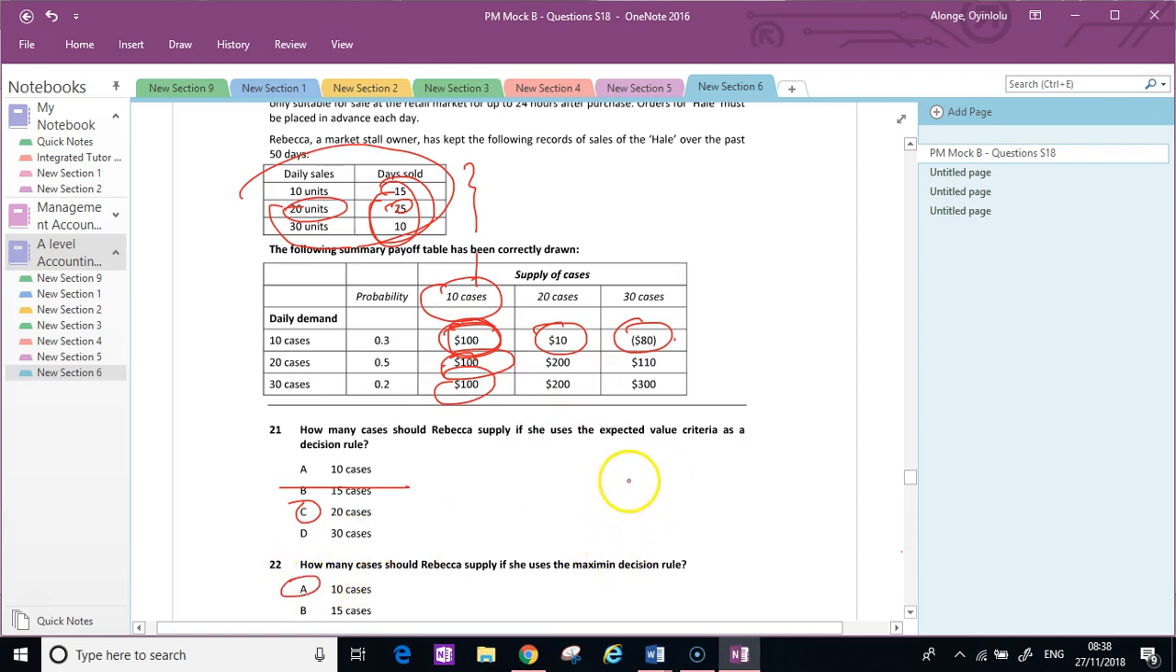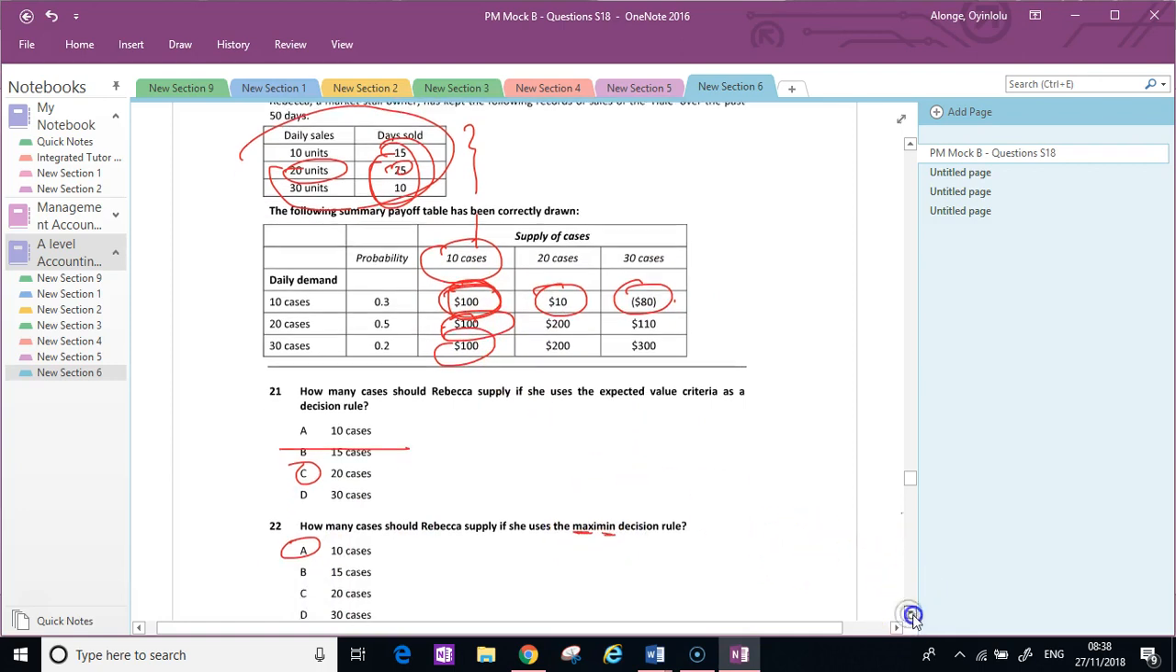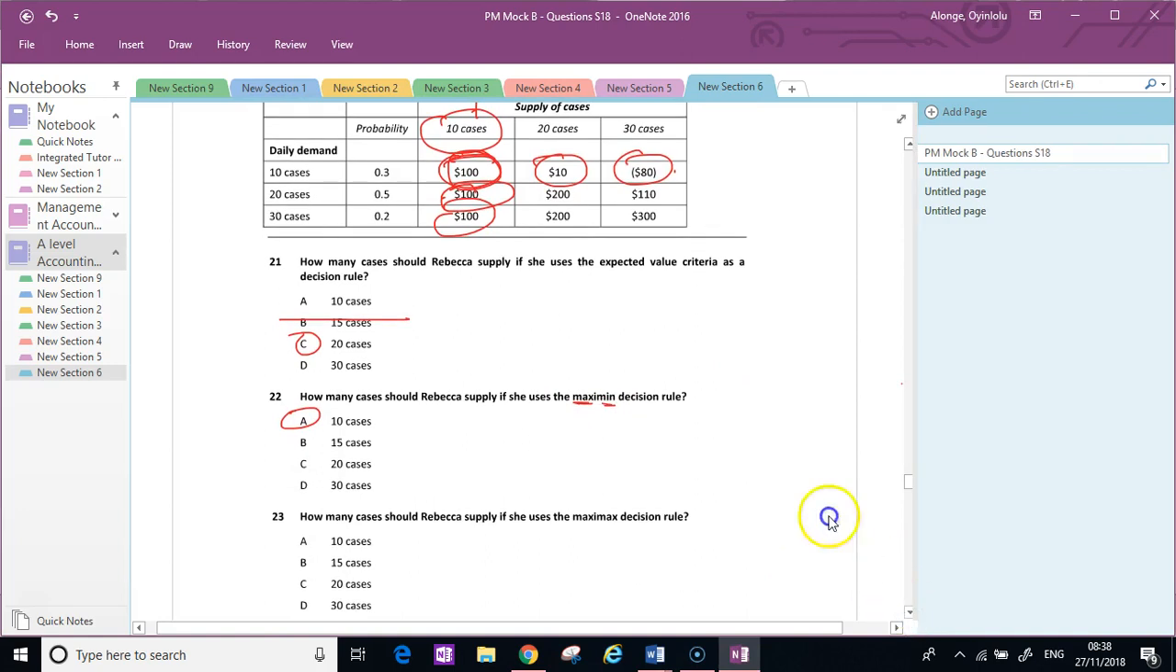So maximin is about the worst case scenario: maximize the worst case scenario. Maximax is brilliant. It literally is who's giving us the highest. I'm going to go for that. I'm going to be entirely optimistic. I'm going to go for 300, and that's with 30 cases.